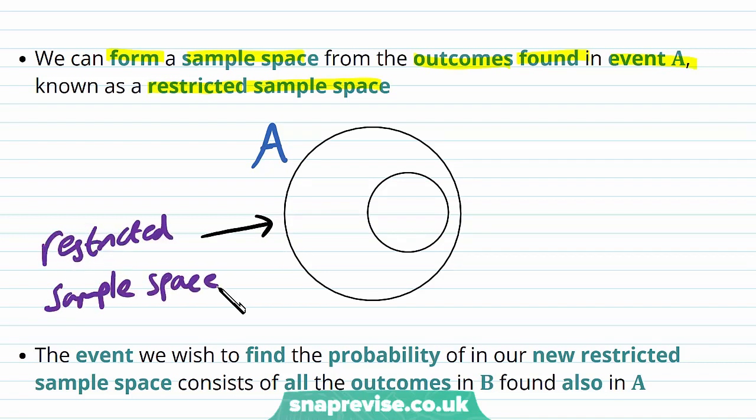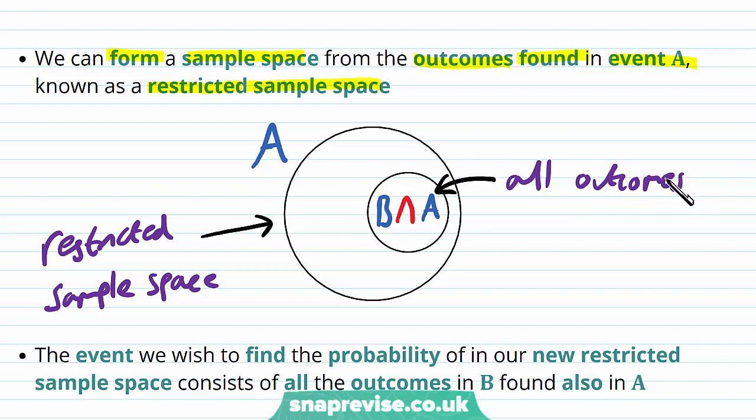Within our restricted sample space, when we're looking at the probability of B given A, we'd like to consider the event B intersection A, those that happen when both A and B happen, i.e. in particular, all outcomes in B which are also in A.